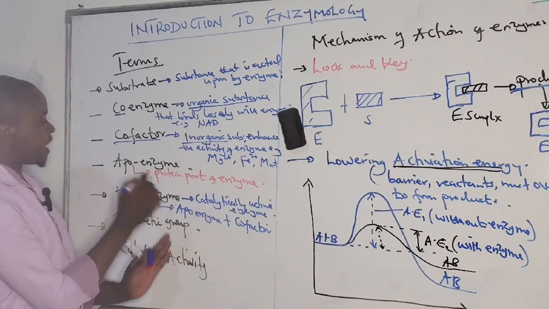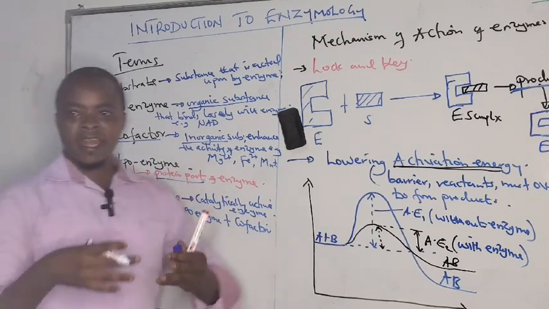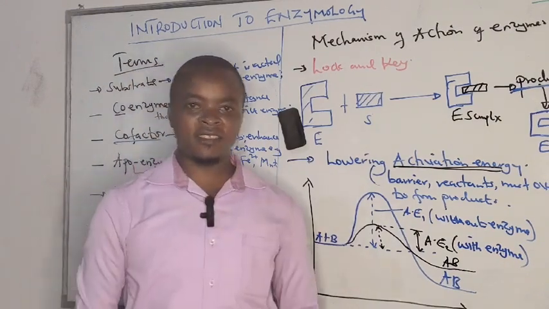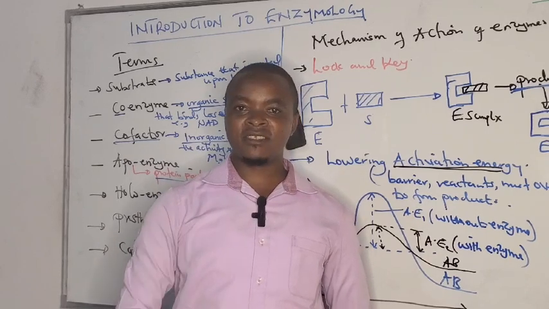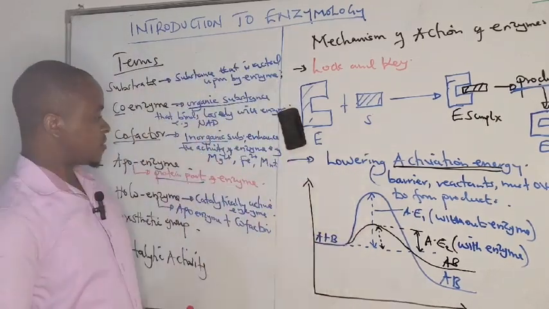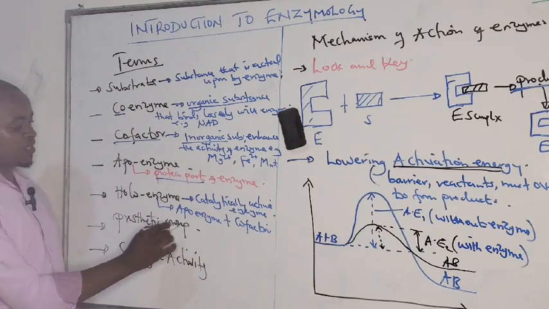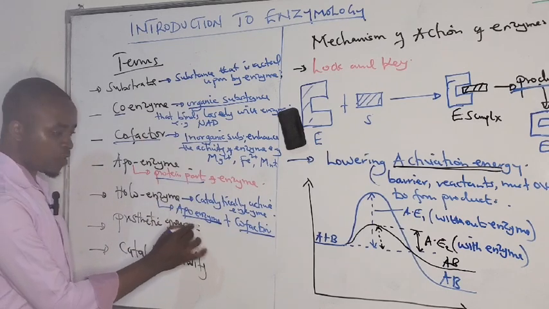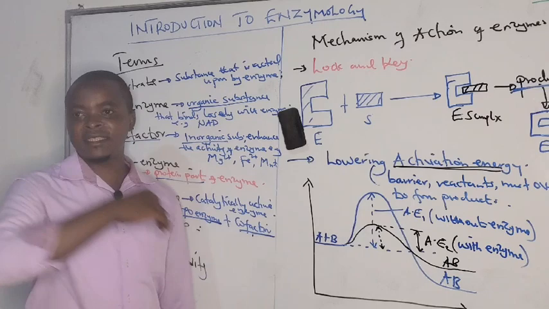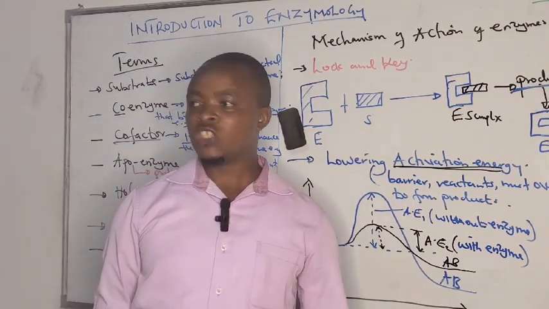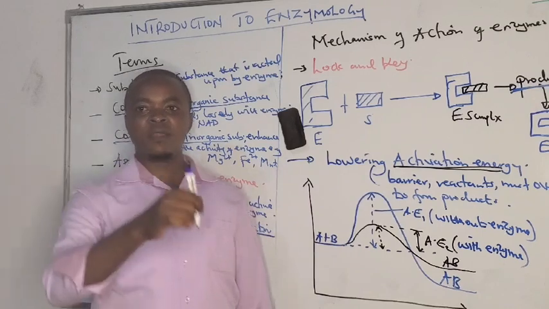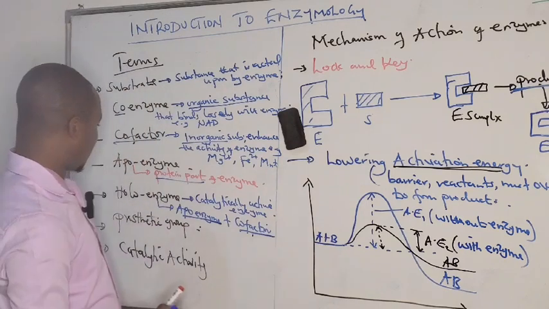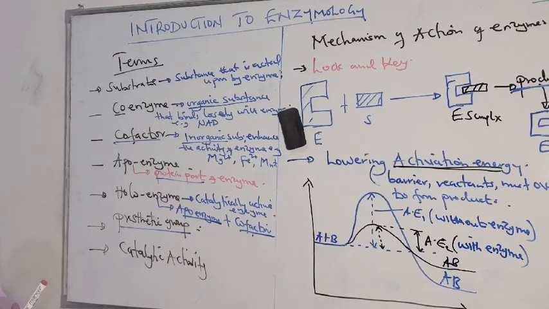If I get an apoenzyme, which is the protein part, then I add a cofactor, which is a non-protein part, then we form a complete catalytically active enzyme. So we are seeing a holoenzyme is a combination of an apoenzyme and a cofactor, whereby an apoenzyme is a protein part of the enzyme, then a cofactor is a non-protein part. So when you get a protein part, then you add a non-protein part, you get a catalytically active enzyme. Then another term is prosthetic group.